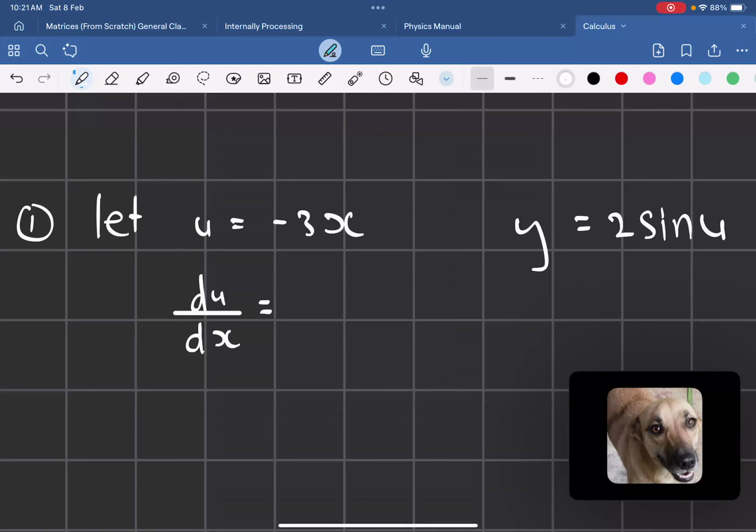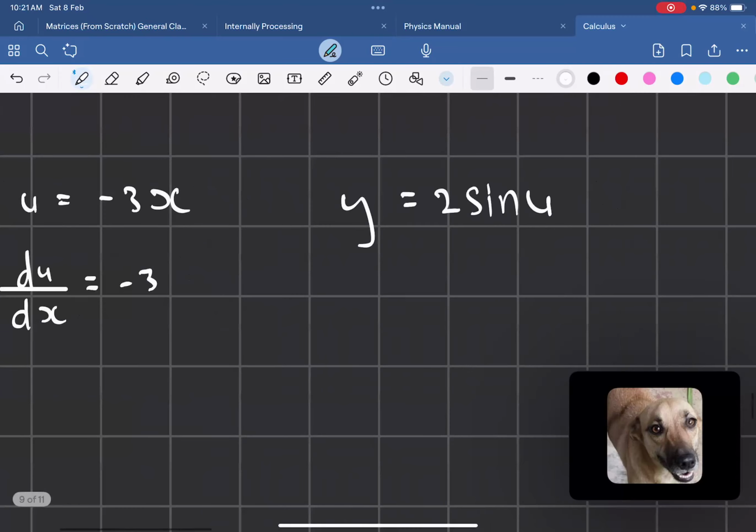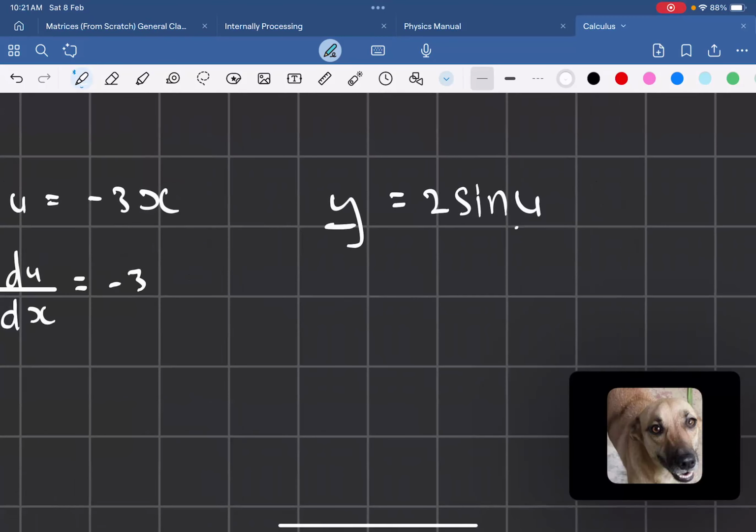And if we differentiate minus 3x, what will you get? Minus 3. Awesome. Now look at the variables here. We have y and we have u. So that'll be d what over d what? dy over du, correct. We're differentiating y with respect to u. So dy du.